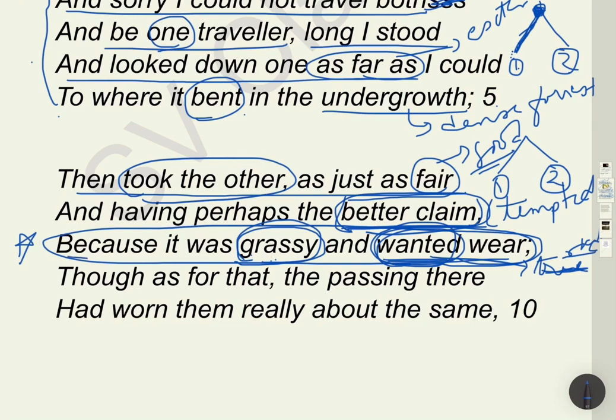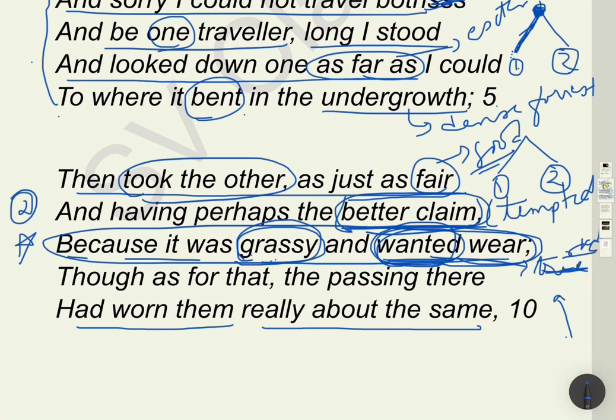So this was the road. The second road was something which was not being taken by many people, and the poet thought that this would be a challenge for me and let me select the second road. Though as for that, the passing there had worn them really about the same. Though as for means as he was passing there, he found that this road was not so much being used, and really it was something which I wanted to do.